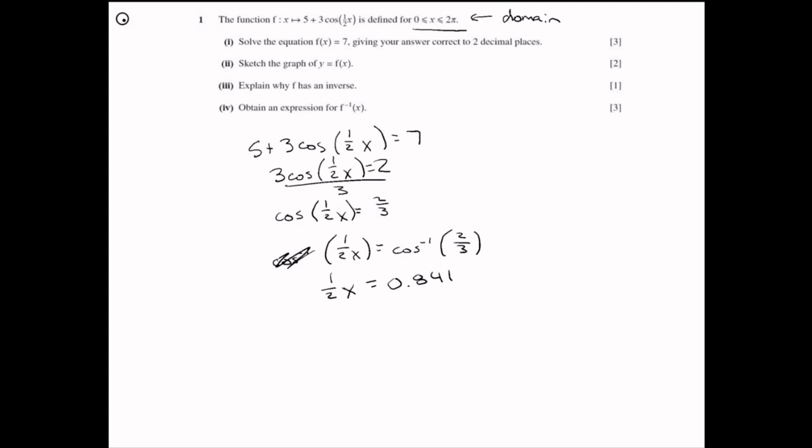And then we need to multiply by 2 on both sides to get rid of that 1/2. So x equals 1.68. And that, of course, is our rounded answer.